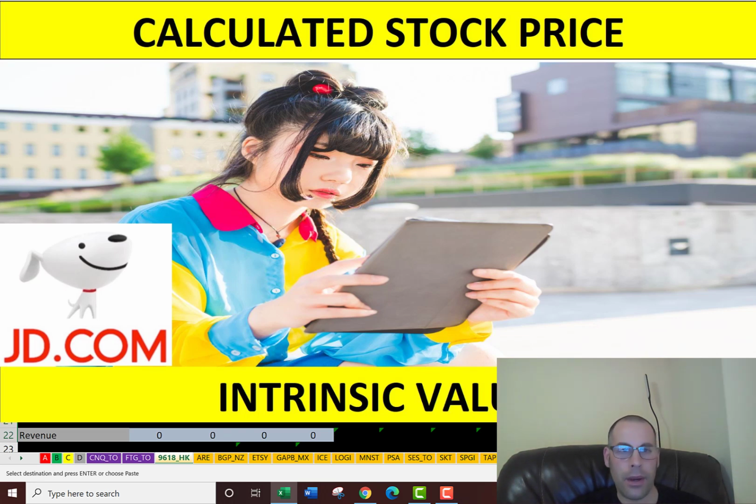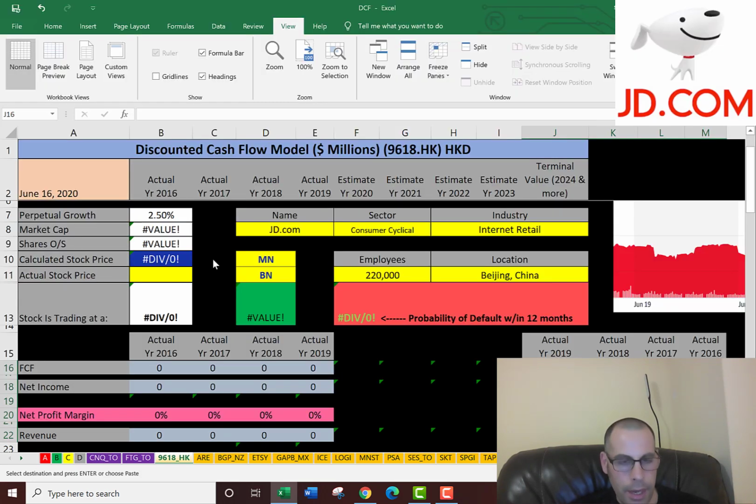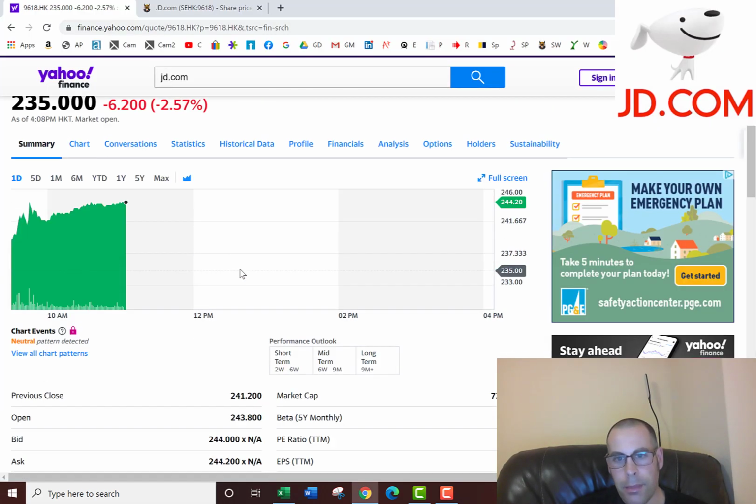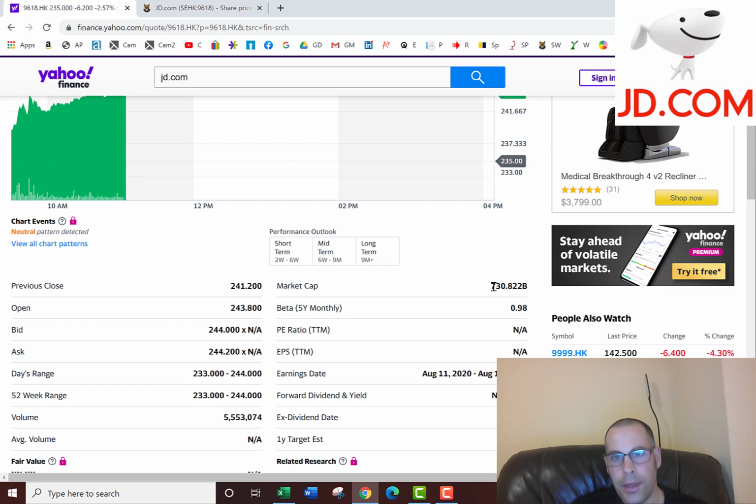I'm not going to be looking on the stock trading on the American Stock Exchange because their financials are in Hong Kong dollars. It doesn't matter what stock exchange I look at, the price is identical across all the exchanges. So let's get started with the model. This company has a market cap of $730 billion.